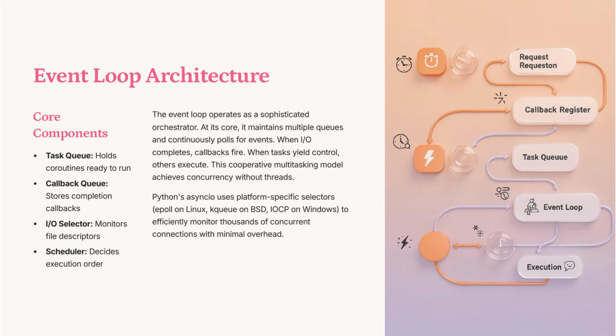The event loop architecture is a complex orchestrator, managing task and callback queues, and an input-output selector. It efficiently monitors file descriptors using platform-specific selectors like epoll, kqueue, and I/O completion ports. The scheduler determines execution order, enabling concurrency through cooperative multitasking, allowing tasks to yield control and execute without threads.